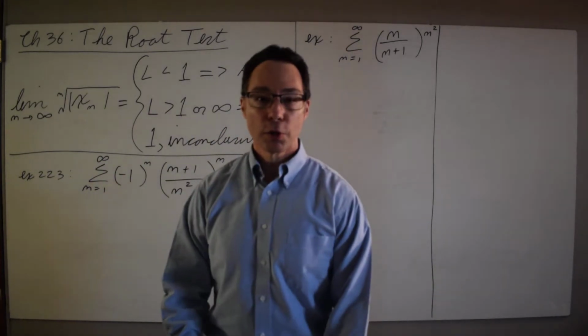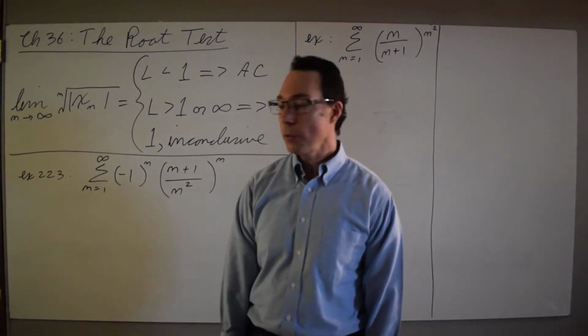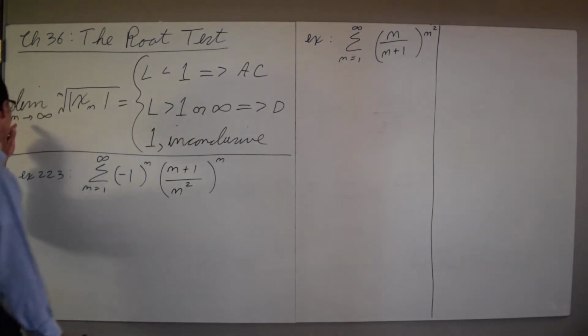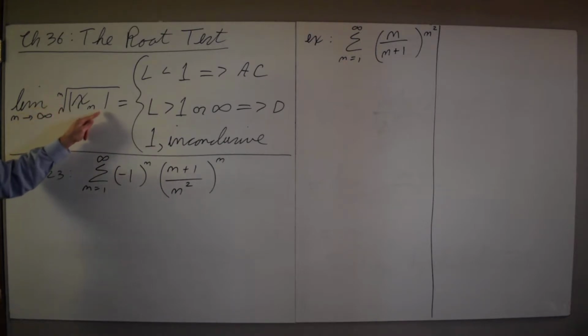This video is over chapter 36, the root test. So first of all, I want to review the root test. Again, we have a series that we've made from the sequence of partial sums of a sequence. And now to apply the root test, we'll take the limit as n goes to infinity of the nth root of the absolute value of the nth term.